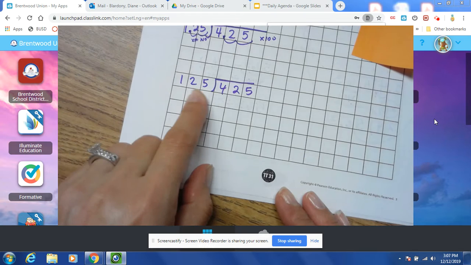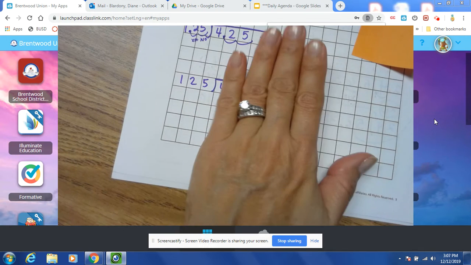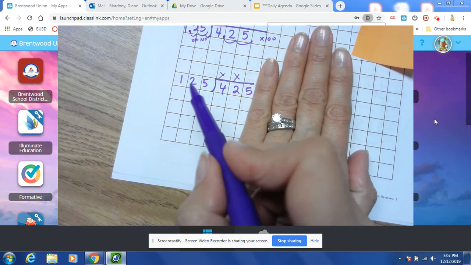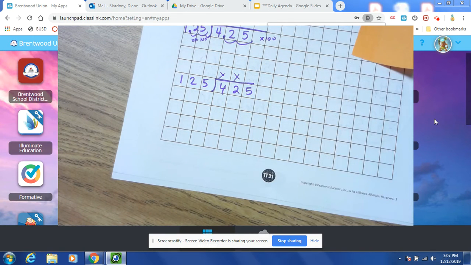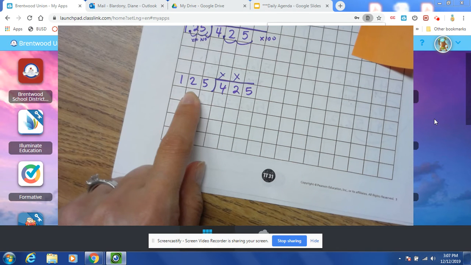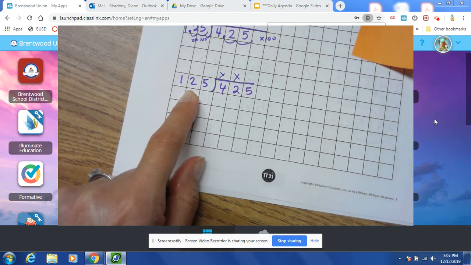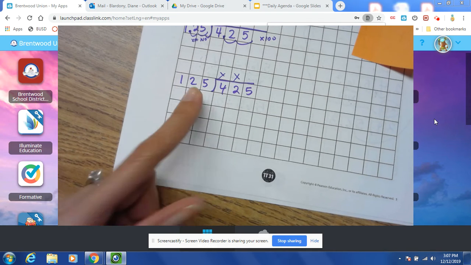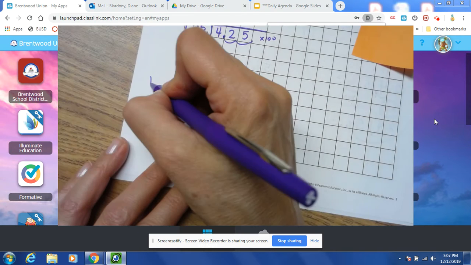All right, now to divide. I have a big number here, 125. I know it doesn't go into 4. I know it doesn't go into 42. So 125 goes into 425. We can estimate. If I round this down to 100, 100 times 4 is 400. So for 125, I'm going to try 4, and I'm going to see what happens.